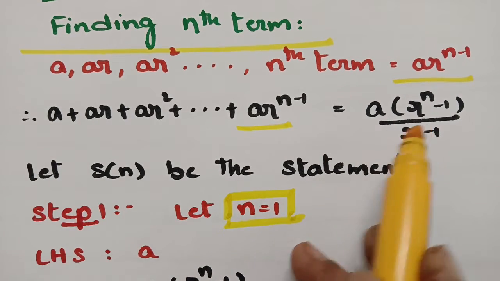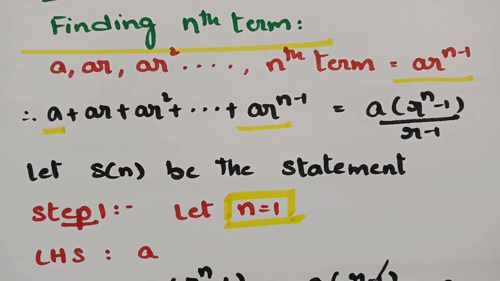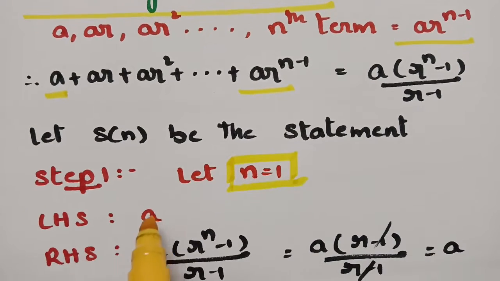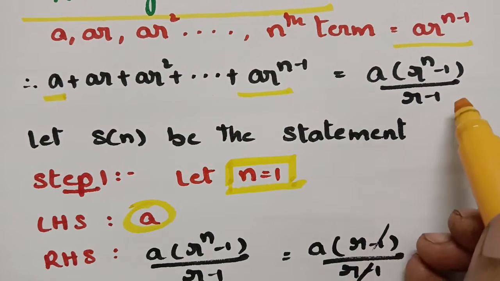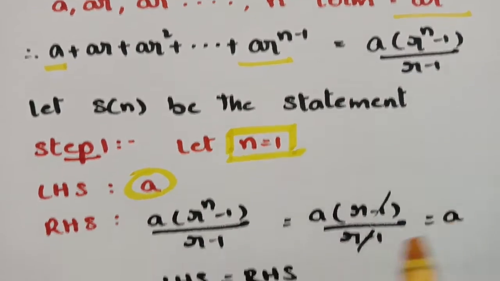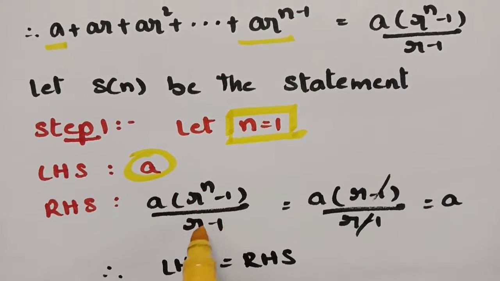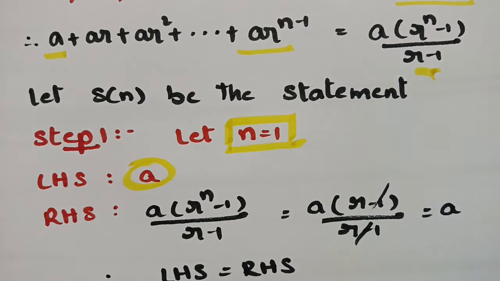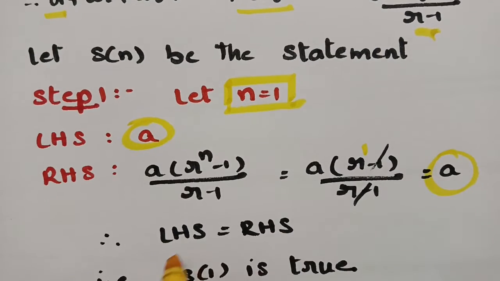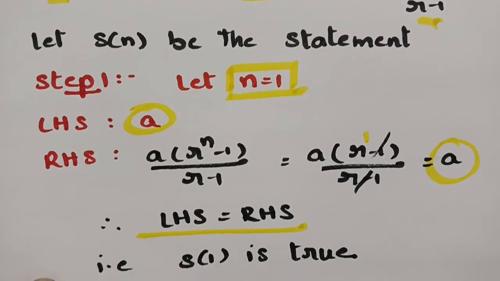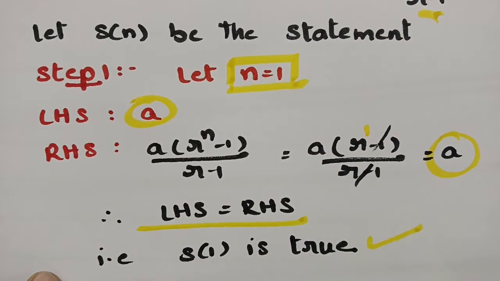So in this equation, this is LHS. So here LHS is very clear as A. And in terms of RHS, what is in RHS? A times of r power n minus 1 by r minus 1. So this is our RHS. In this, if you keep n is equal to 1 and if you cancel r minus 1, again we get the answer as A. So LHS is A and RHS is also A. And we say that LHS is equal to RHS and our statement S of 1 is true.